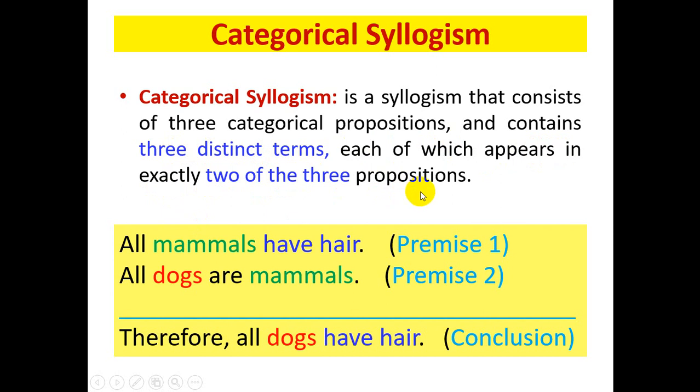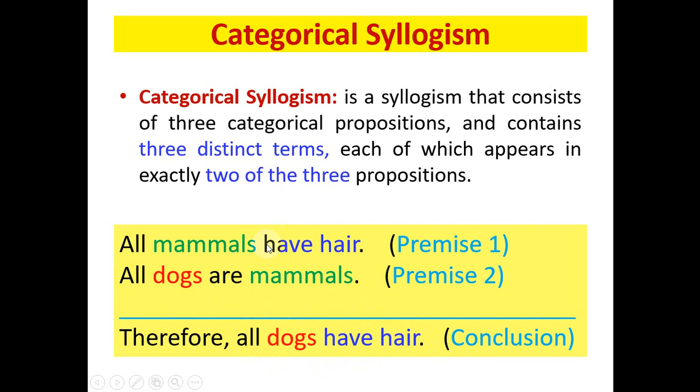Let's tackle this example. If we say all mammals have hair, consider this sentence as an English sentence. We can say that all mammals here is the subject or al-mubtada, and have hair is the predicate or al-khabar. Then the next one, all dogs are mammals. The same, this is the subject and this is the predicate. The same for the conclusion, all dogs have hair. So this is the subject and that is the predicate.